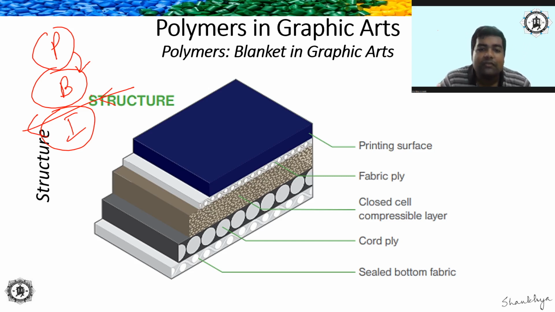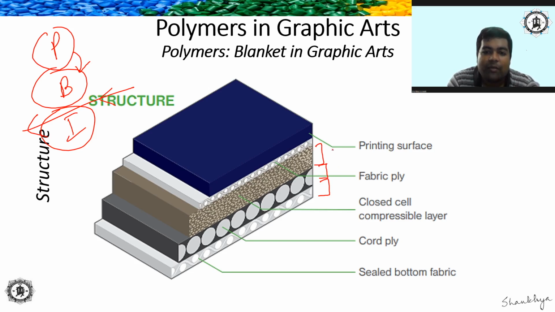Now, what are some of the properties, or what is the purpose of this blanket that we know? Let us take a very brief look at the structure of this particular blanket. This will be covered in detail in your other offset and planographic printing courses, but let me just give you a brief idea, from a polymer perspective, of what the structure of the blanket is. So here you see there are multiple fabric layers and compressible layers, and this is another layer.